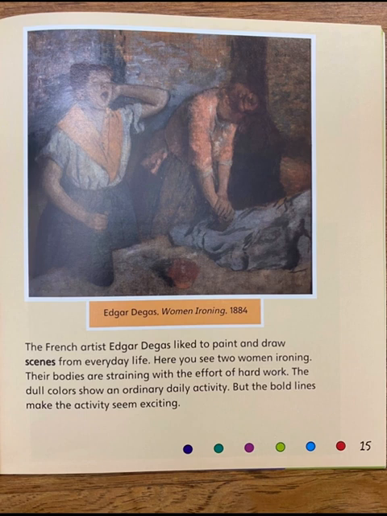All right, Edgar Degas, Woman Ironing, 1884. One looks like she's singing there on the left. It says the French artist Edgar Degas liked to paint and draw scenes from everyday life. Here you see 2 women ironing. It looks like only one is. Their bodies are straining with the effort of hard work. The dull colors show an ordinary daily activity, but the bold lines make the activity seem exciting.